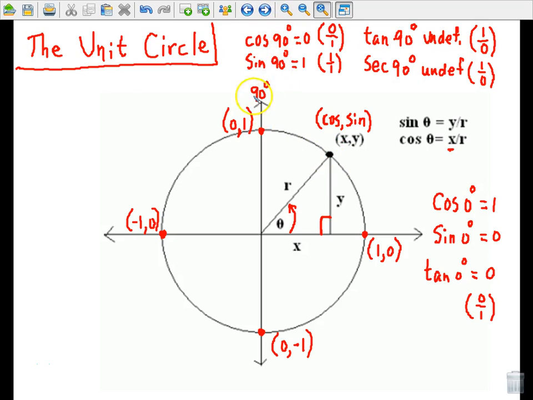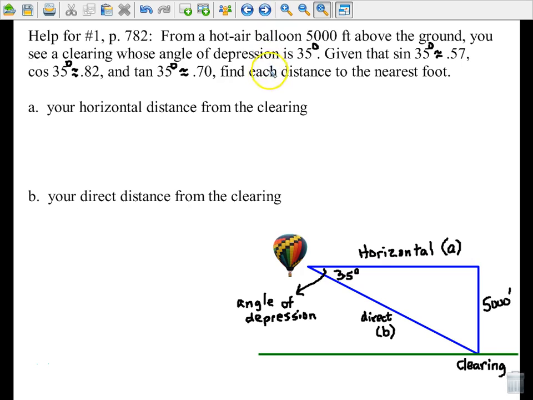So we'll be coming back to this, but for now, let's just get into some of your homework problems for this evening. So what I've done is I just made up my own problem that is very close to your number 1 on page 782. So there's really 2 answers that we're coming up with.